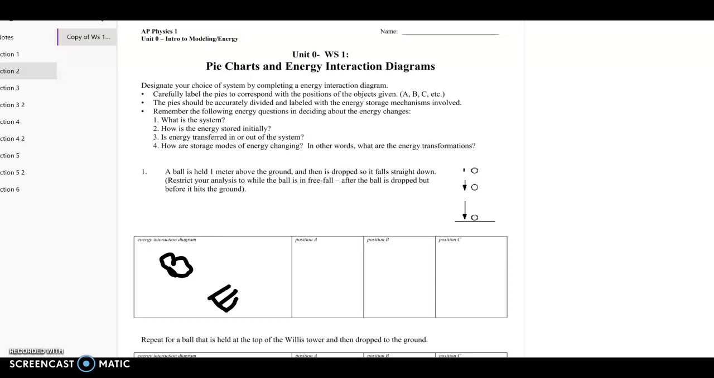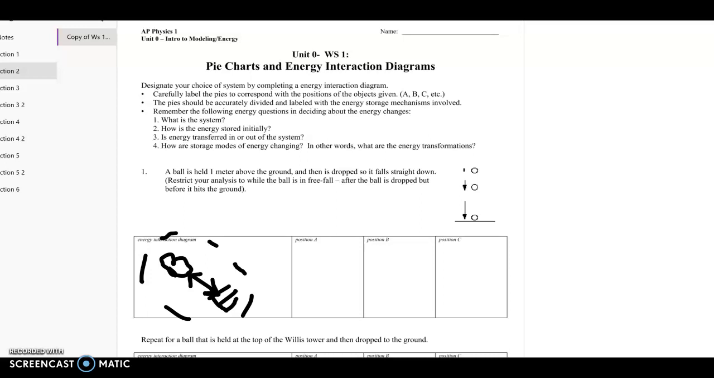Ball and the earth, right? And they are connected through the earth's gravitational field. And then I would put some sort of a dashed line, and I'm saying, hey, the ball and the earth are in the system. So the problem can tell you what the system is, or you can choose the system.